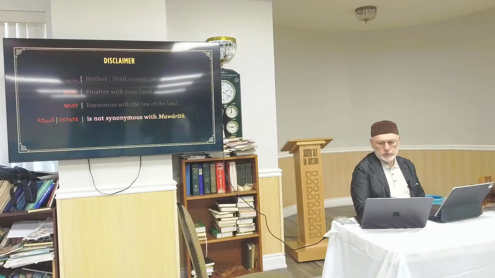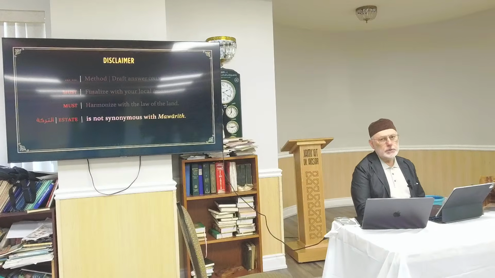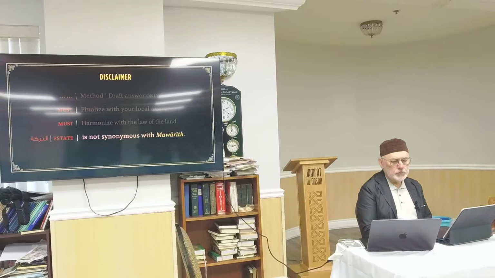And finally, before we go on to the talk, there's something called the estate, and there's something called the earth or mawaris, or the wealth that will be distributed. Those two are not exactly the same. The estate is what we start with. When someone dies, whatever they leave behind is called tarika, it's called the estate. But before it gets distributed, there are some rights that need to be satisfied, some claims that need to be satisfied.